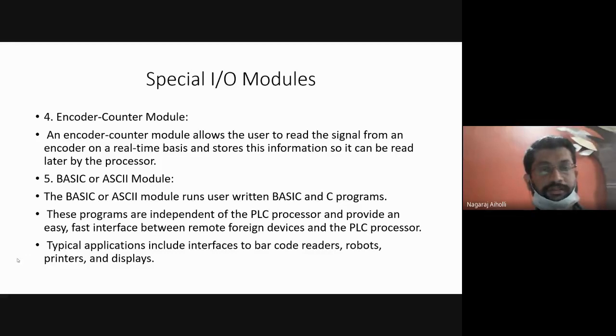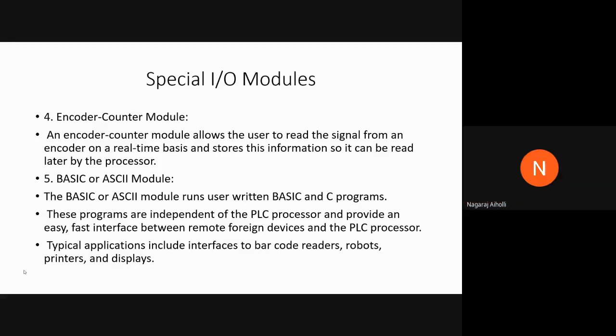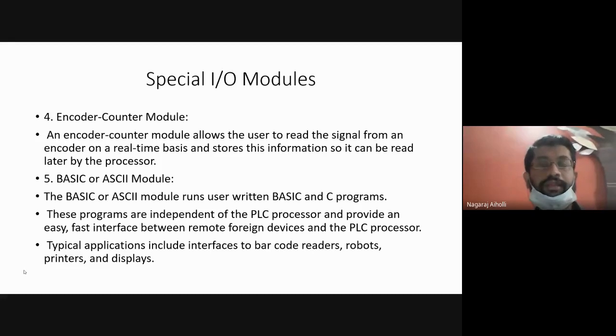The next type of special IO module is the basic or ASCII module. The basic or ASCII module is the one which stores certain programs such as BASIC programs or C programs. Long back there used to be programs called BASIC, like how there is a C program, then C++ and other programs. Around 15-20 years back, there used to be this BASIC programming language, just like C language and C++ language, right? And these programs are stored.